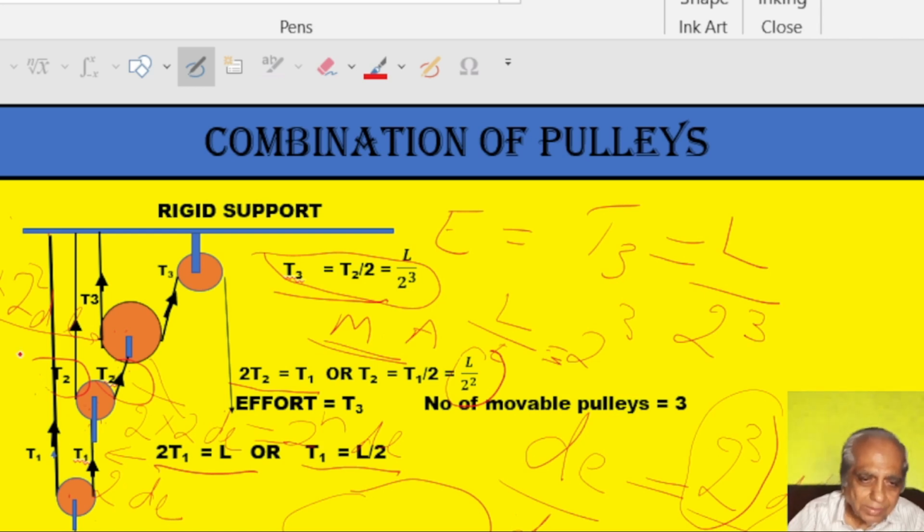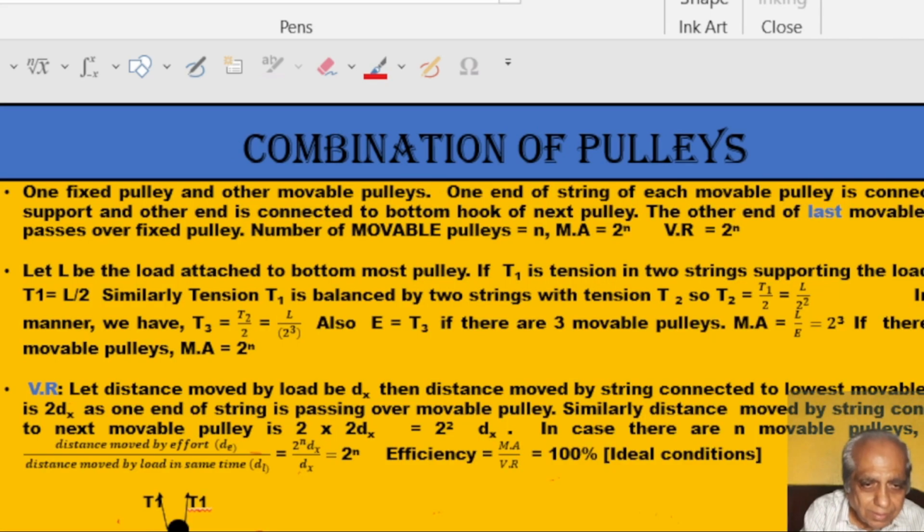Is it all right? So that's what I have written in the explanation. Always there is one fixed pulley and the others, n numbers, are movable pulleys.